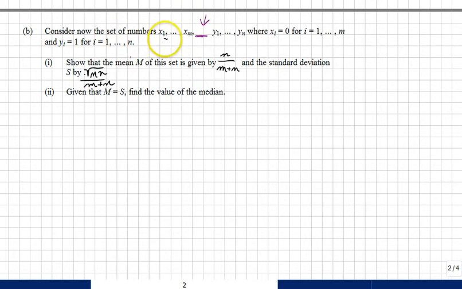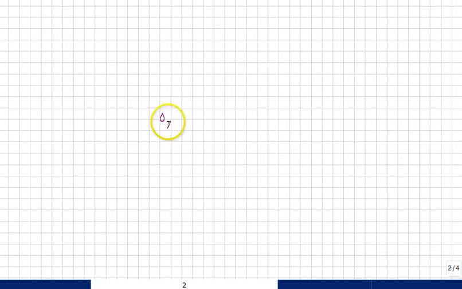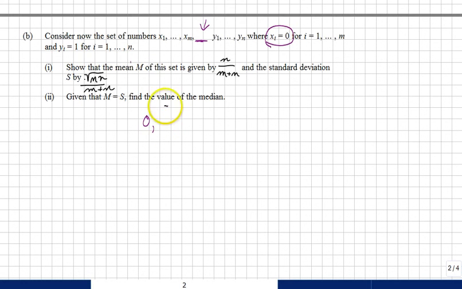We have two sequences. The first one is called x sub i, and it says it goes from x sub 1 to x sub m, which means there's m terms. So let me write that down. Now it also says over here that every x sub i is equal to 0. So that means that every term is 0. 0, 0, 0, 0, 0, and the last term is 0. Now that's the set x sub i. Now how many of those zeros are there? Well, there's m of them.